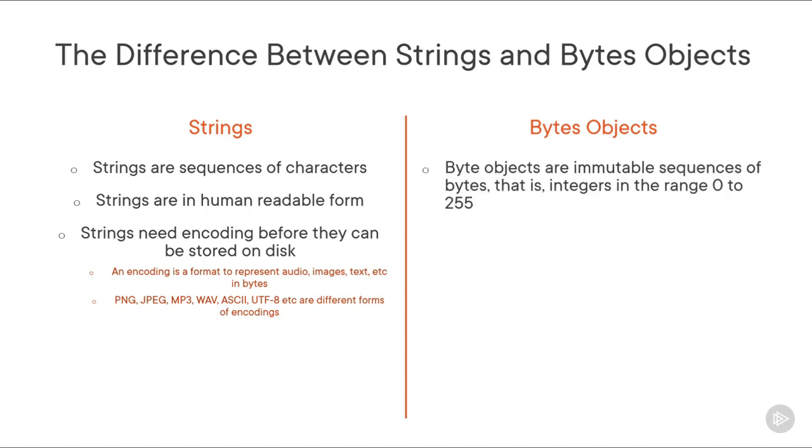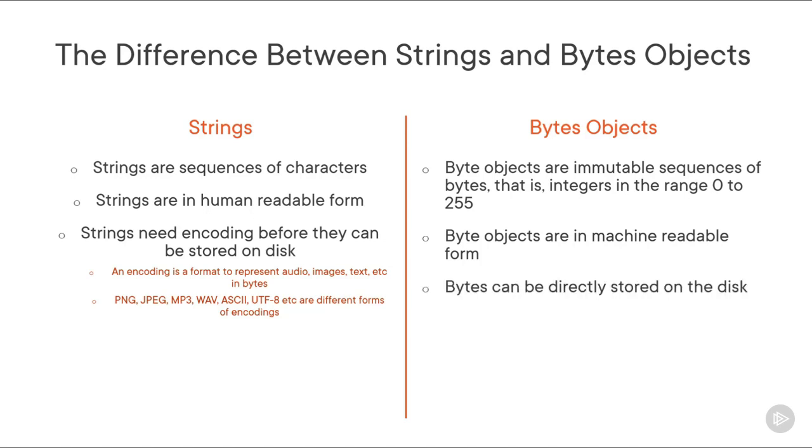Now, byte objects are immutable sequences of bytes that are integers in the range of 0 to 255. Now, byte objects are in machine readable format. So you can open a binary file and you won't be able to tell what the data is because it's in zeros and ones. Now, bytes can be directly stored on disk.